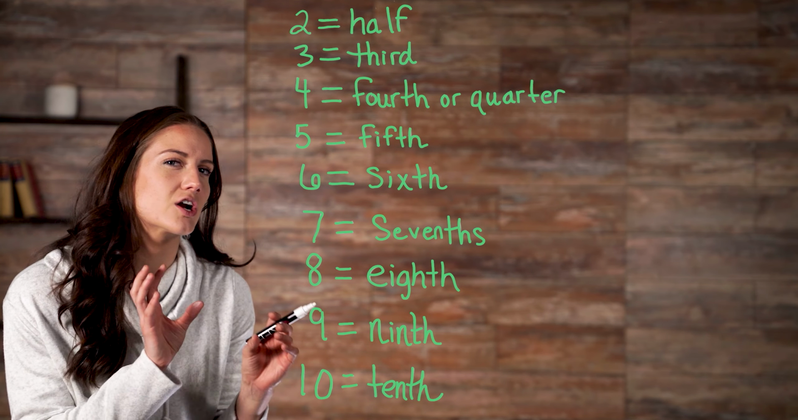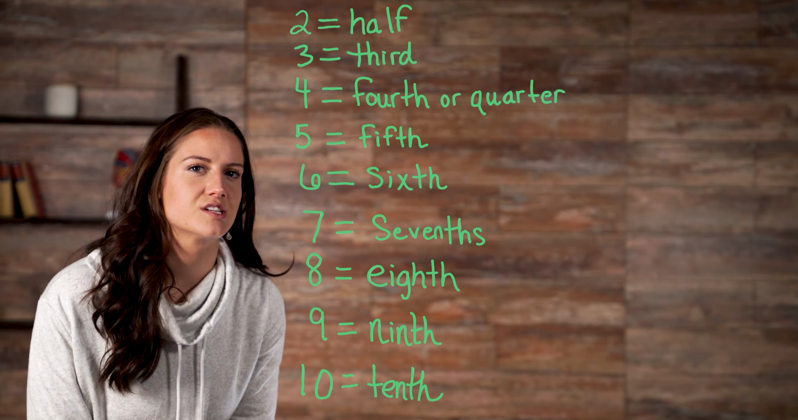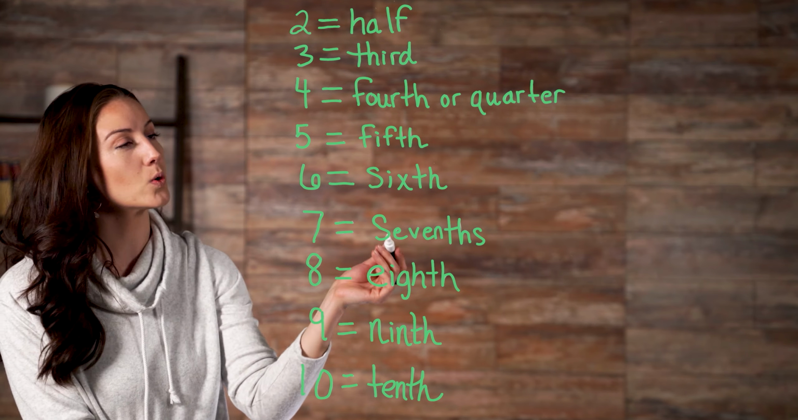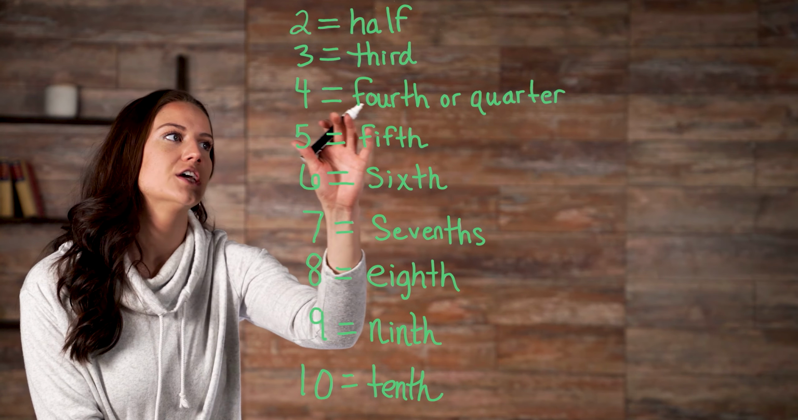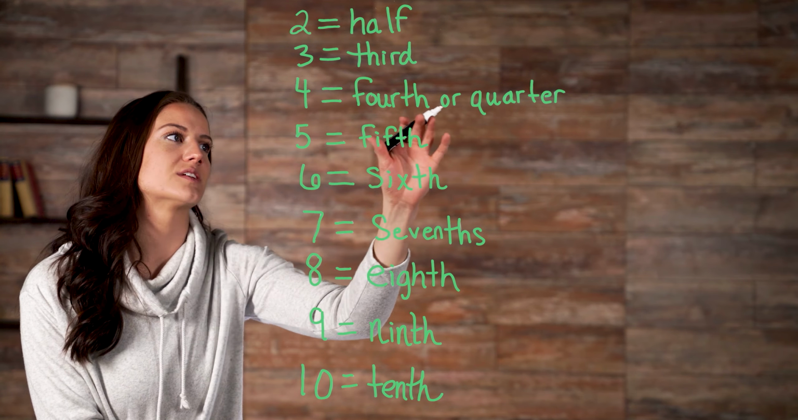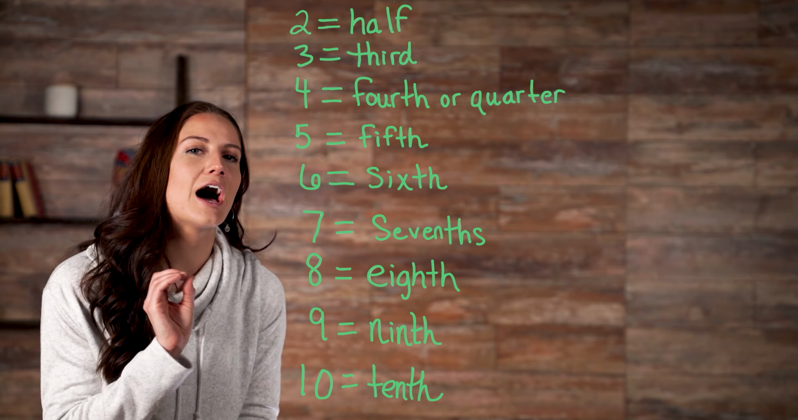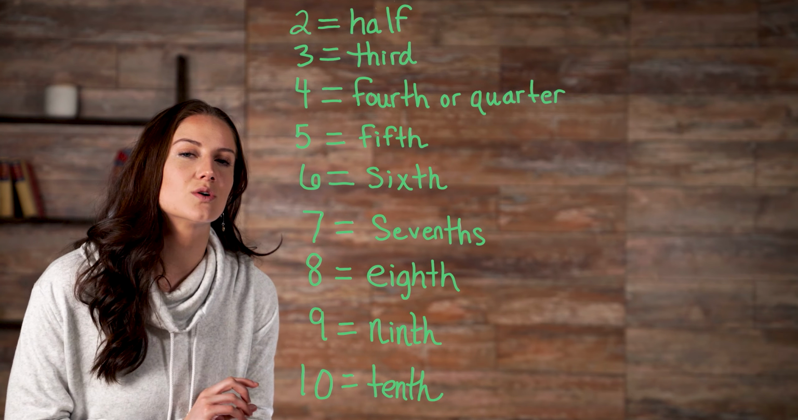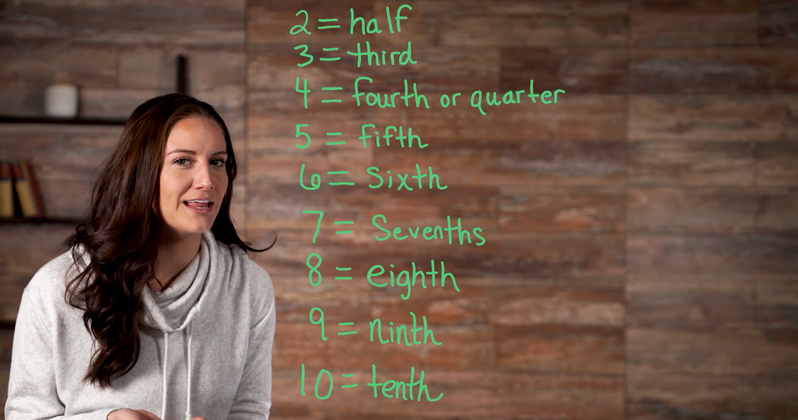As you can see, there are a couple of exceptions. If our denominator is 2, you could say half instead of second. Or if our denominator is 4, you can say quarter instead of fourth. But either one is acceptable. Hopefully that helps you to understand how fractions are defined and also how to actually say them out loud.